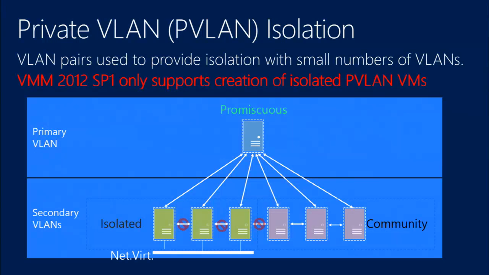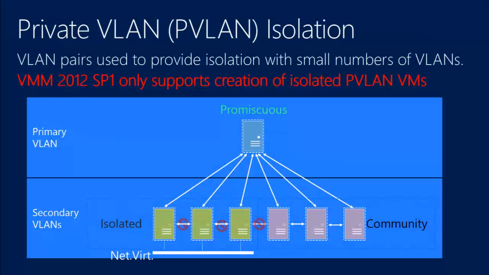Now, you can simulate community mode to some extent by using network virtualization on the back end. You create essentially a set of isolated VMs using an isolated pVLAN. You add a second NIC to those VMs, and that second NIC is connected to a network virtualization network that you connect all the members of your, well, I'll call it a community, together so that they can talk to each other through this network virtualization network.